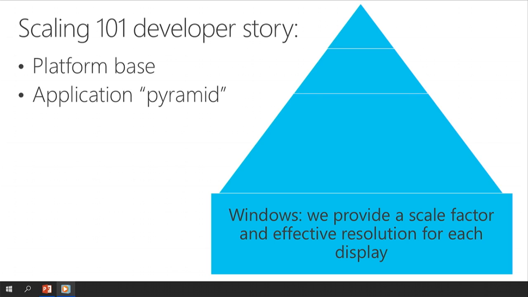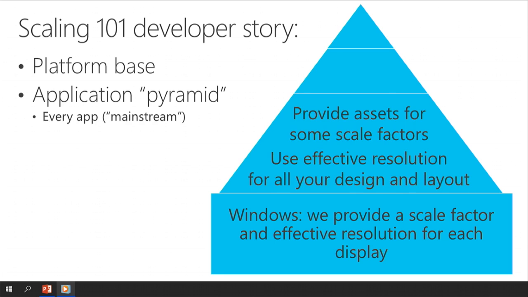Then you as a developer fall into one of several classes, and this is the application pyramid. Most developers just fall into the bottom area. These are things that every application should be doing. We call this a mainstream app, for example. One thing is use the effective resolution in your design and layout. This is the whole subject that I said before we've got multiple talks on elsewhere, and again, I'll provide pointers on that later. But for purposes of this talk, we want to talk about providing these assets for, as I've already said, some of the scale factors.